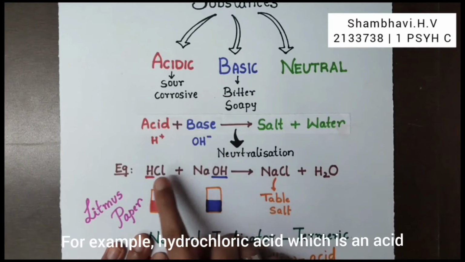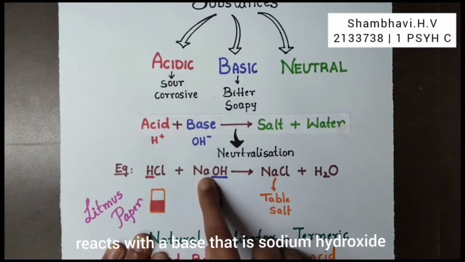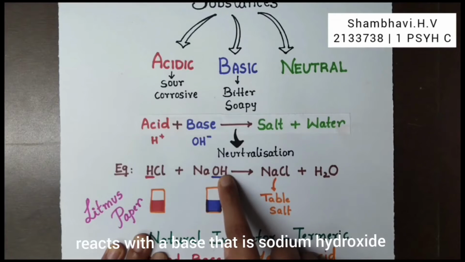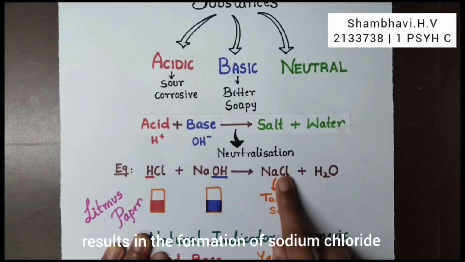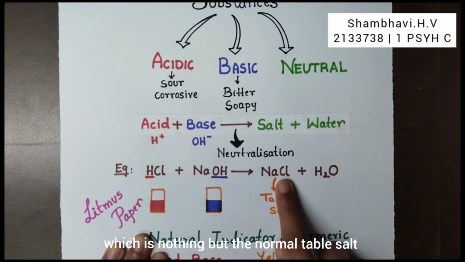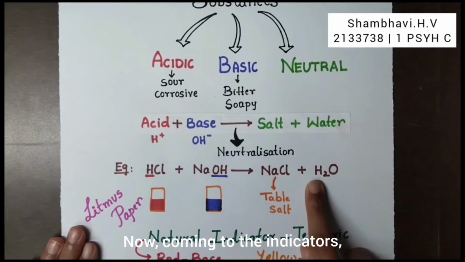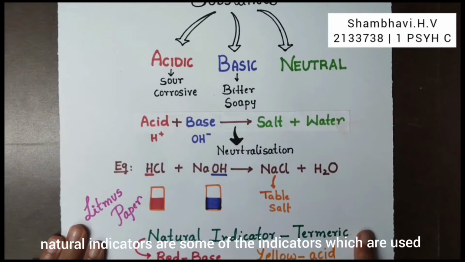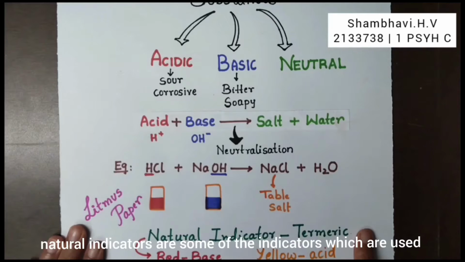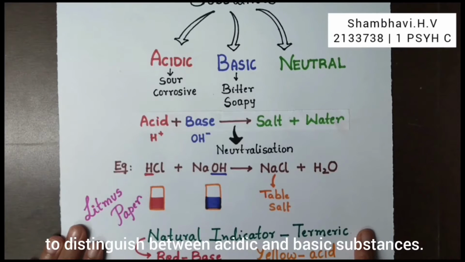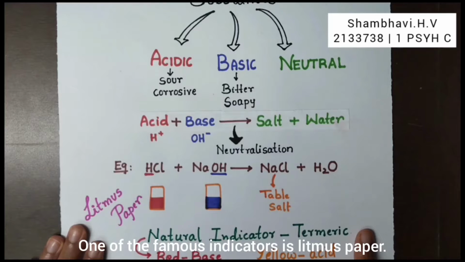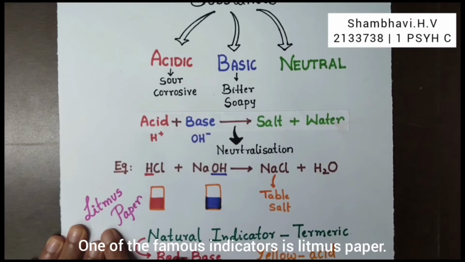For example, hydrochloric acid, which is an acid, reacts with a base, that is sodium hydroxide, resulting in the formation of sodium chloride, which is nothing but the normal table salt which we consume in our food, and as a byproduct we have water. Now coming to the indicators, natural indicators are used to distinguish between acidic and basic substances. One of the famous indicators is litmus paper.